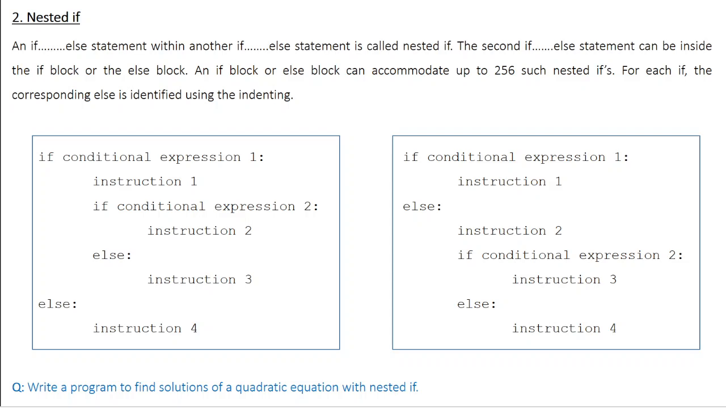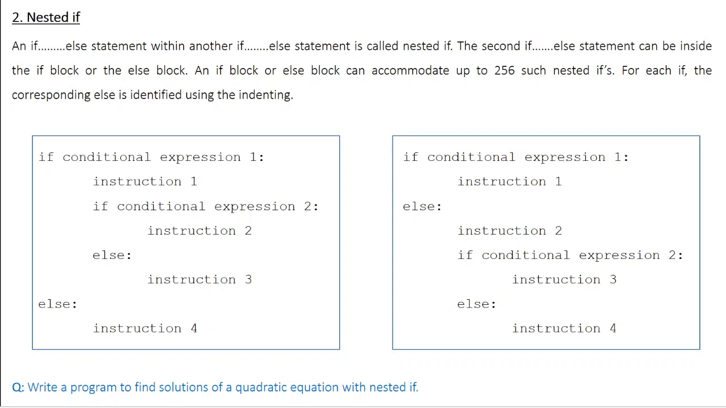Let's do one example. Write a program to find solutions of a quadratic equation with nested if. So you know the general formula of a quadratic equation, right? ax squared plus bx plus c. And you have to find the solution, for which values of x this equation becomes 0, right? And you know the general formula. The roots are minus b plus or minus square root of b square minus 4ac divided by 2a. These are the roots of the equation.